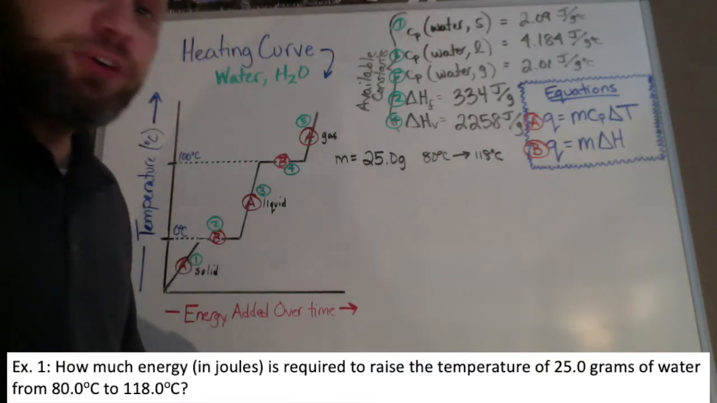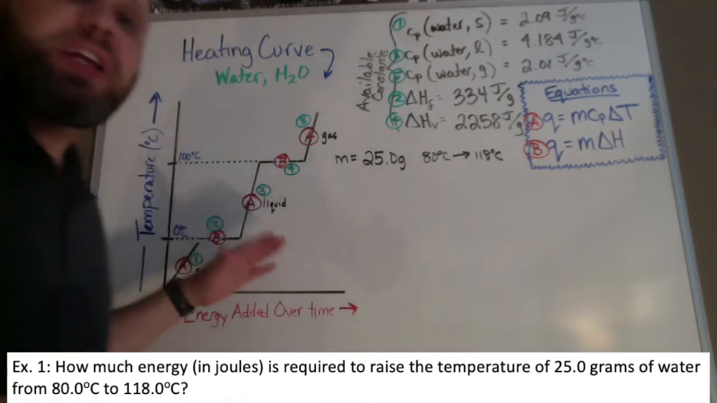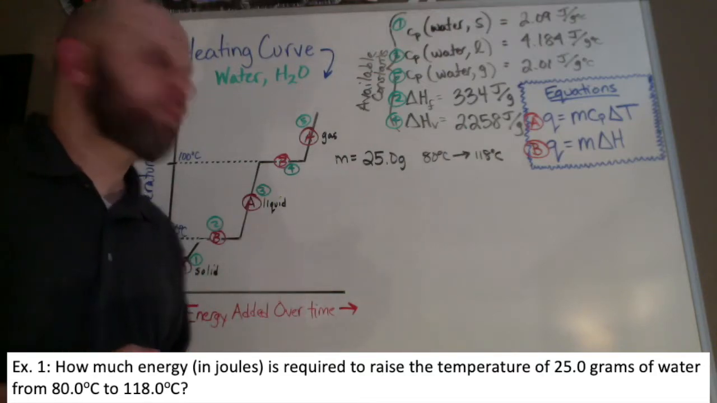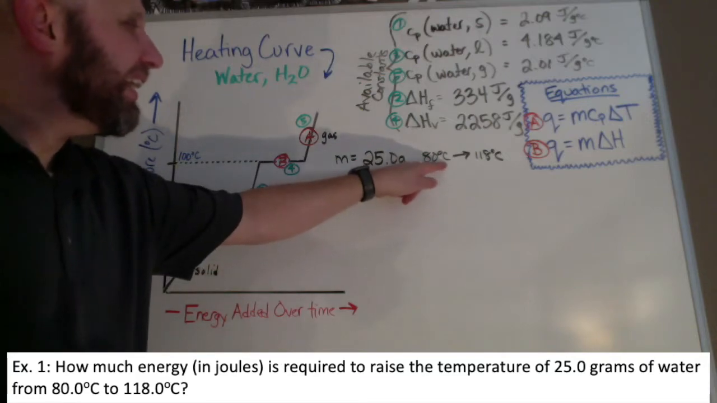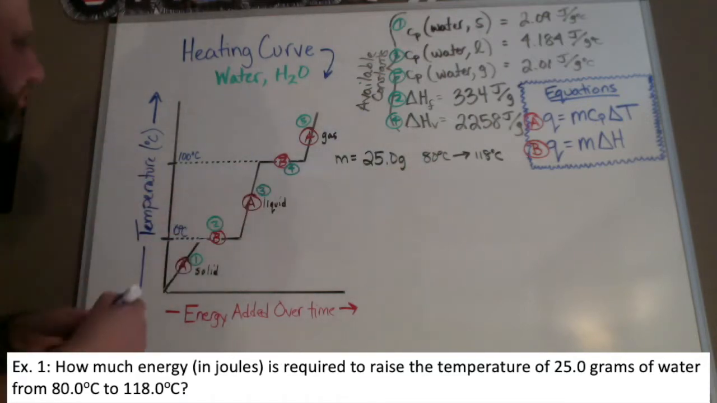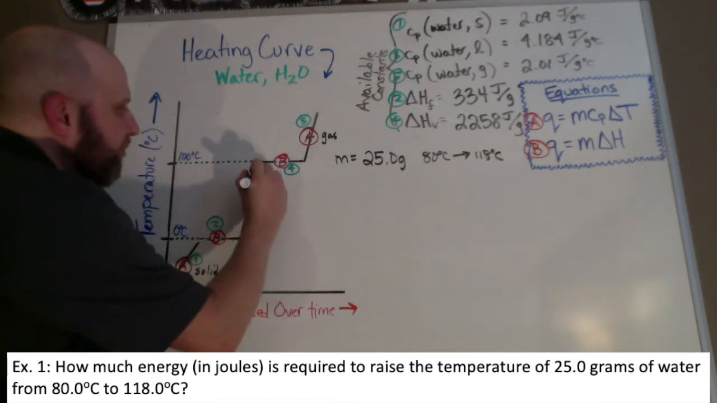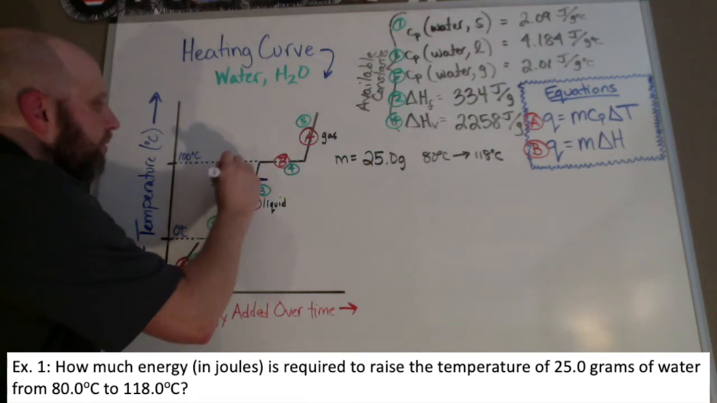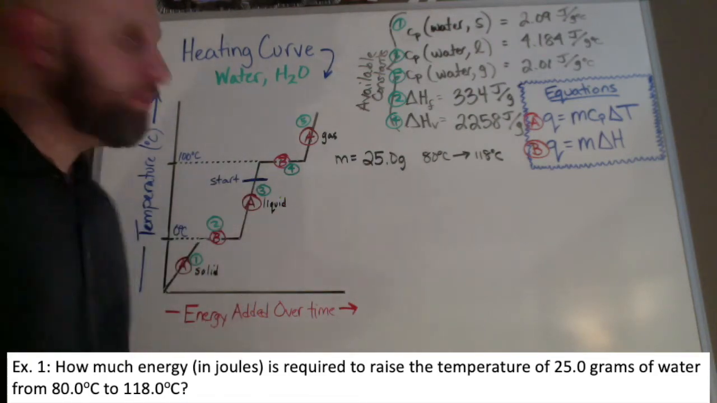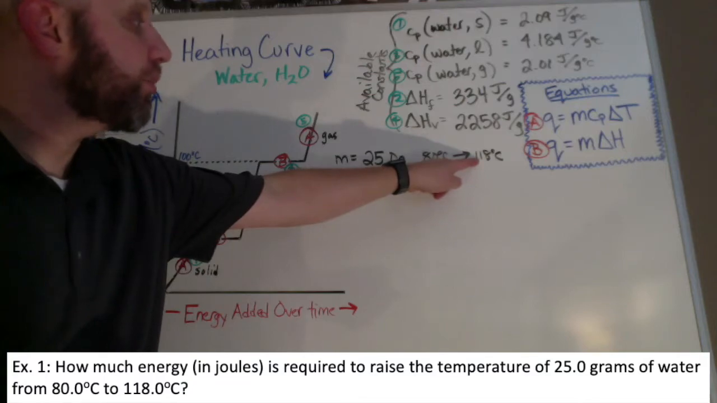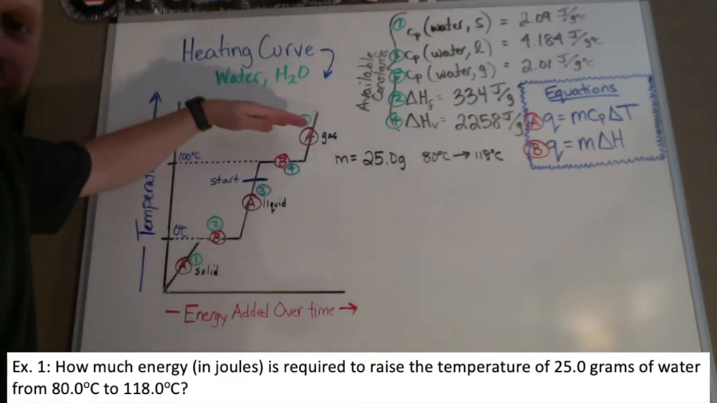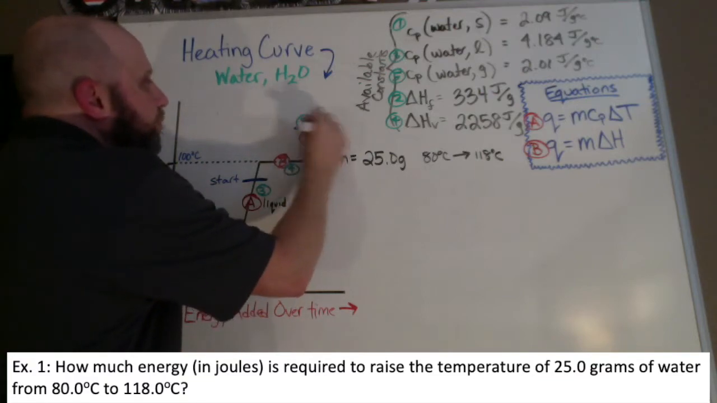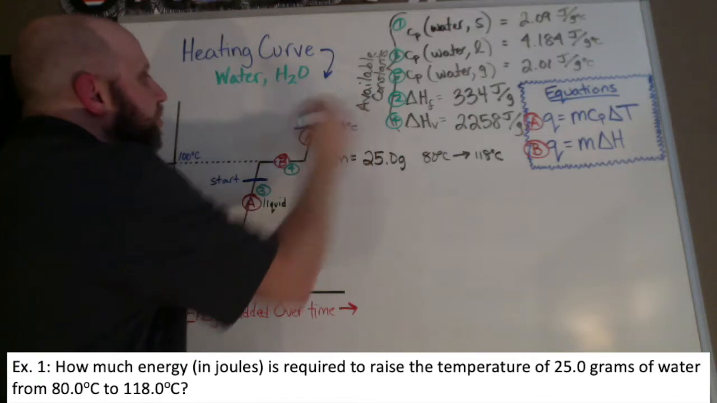So my first suggestion to you is on your heating curve, identify where you are at and where you are going. So I'm starting at 80 degrees Celsius. 80 degrees Celsius is somewhere right around here. This is my starting point. I'm finishing, if you notice, at 118 degrees Celsius. 118 degrees Celsius is way up here. So I'm going to just mark it off. Let's say it's right here, 118 degrees Celsius.